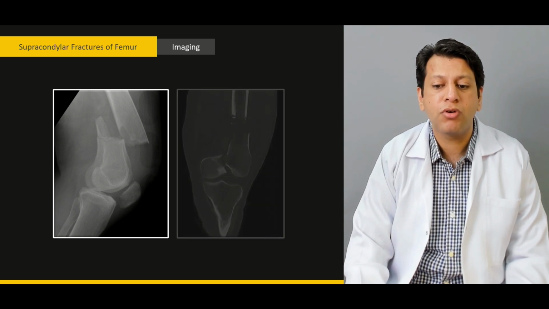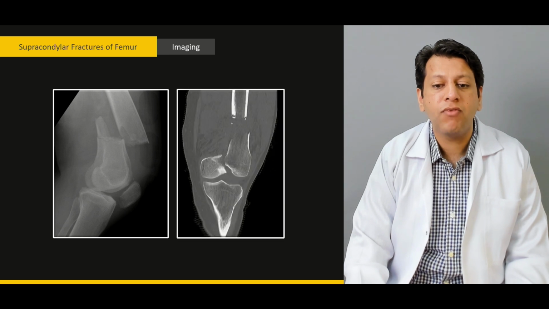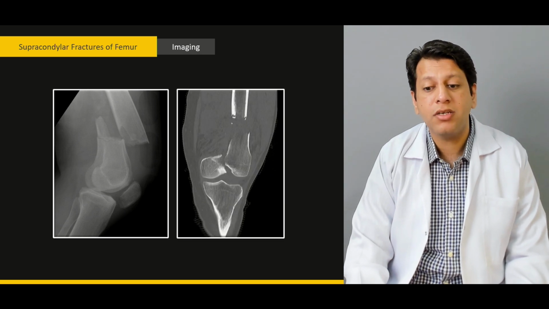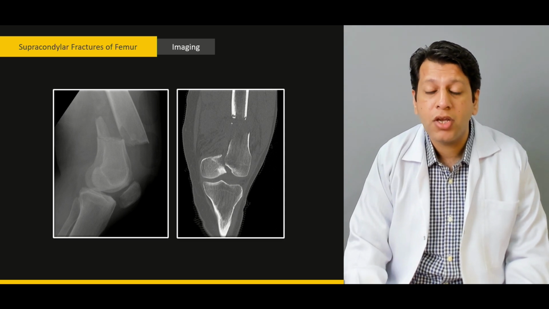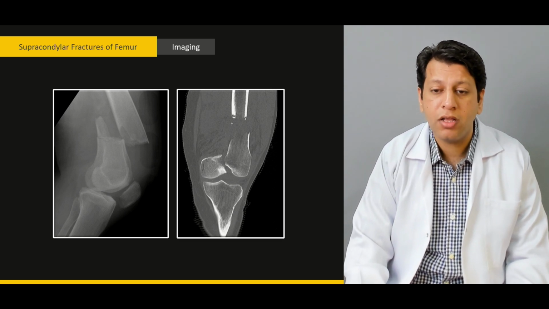Then you need to be sure that it's not a floating knee. And we can also go for X-rays and CT as well. Sometimes CT is required because there is suspicion of a Hoffa fracture, and usually it's not visible on the AP or lateral view.